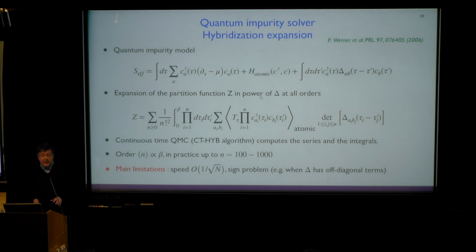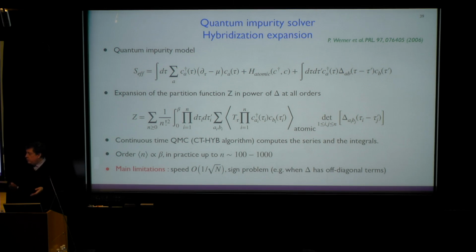What the algorithm does, it expands the partition function in powers of Delta to all orders. And that's explicit. You can write a formula for this because it's the determinant of Delta times a trace of atomic problems. And in practice, the algorithm will compute up to an order proportional to beta, in practice up to order 100 or 1,000. So we're not talking about order 10 here. But there is no exponential in these formulas. These are just determinants, so we can do that. And of course, it works beautifully well, but it has limitations: speed and sign problems.